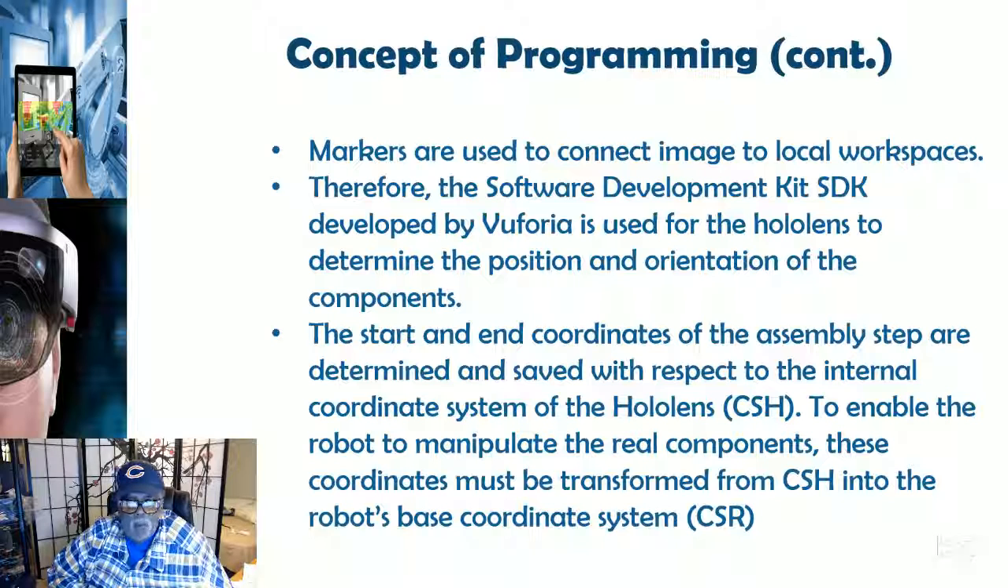To enable the robot to manipulate the real component, these coordinates must be transformed from the CSH, which is the HoloLens system of coordinates, into the robot's base coordinate system. So there is a difference between what is seen in the HoloLens and its system and the actual robot system.